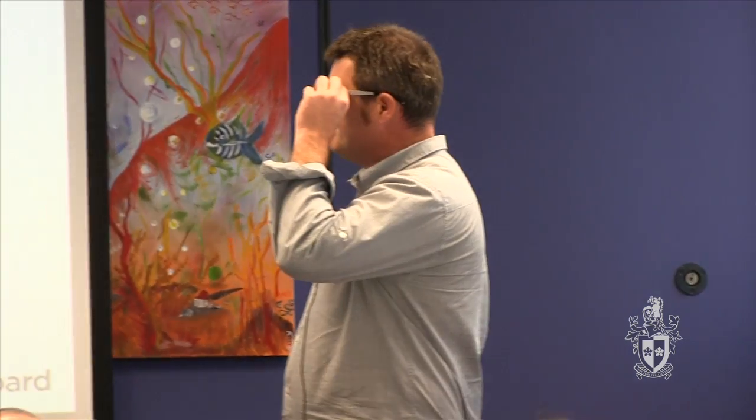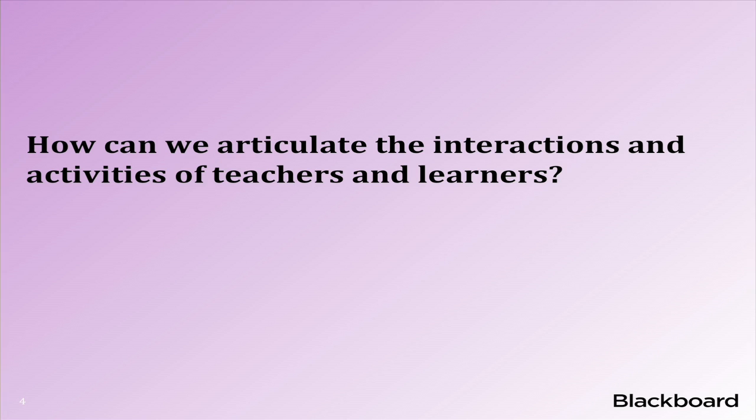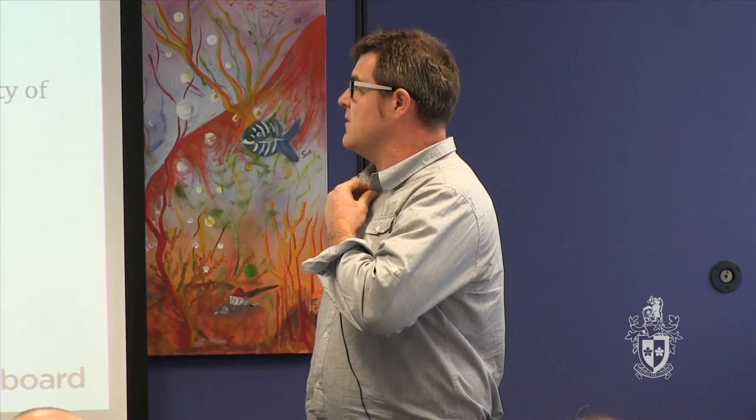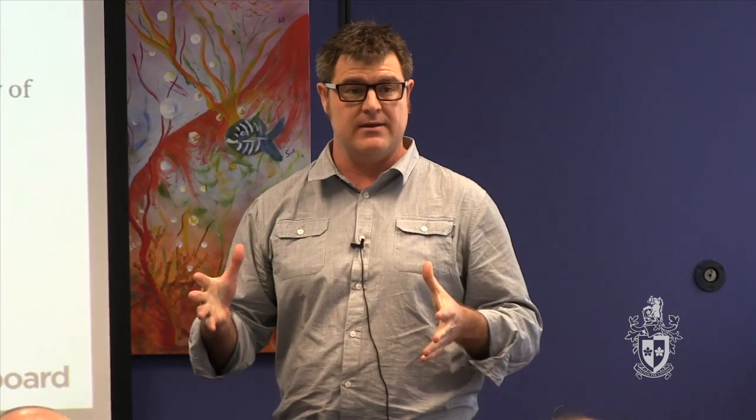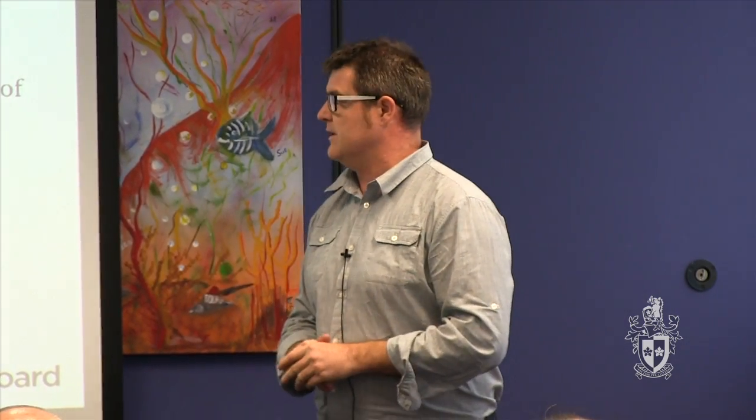Okay, so really what we want to focus on is how can we articulate the interaction activities of teachers and learners. In a moment, there's going to be 4 tables. I know there's 6, but I've only got enough things for 4. It's a huge group, which is great. We're going to quickly look at this model, and really what we want to focus on is these 8 learning events and just use them to look at the interactions that you're currently having in your units.